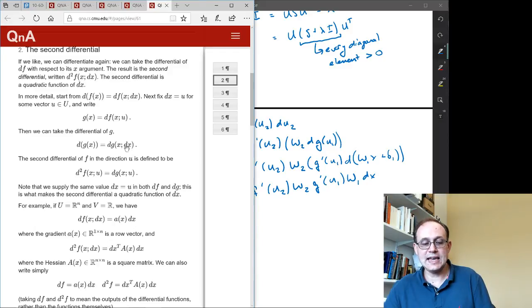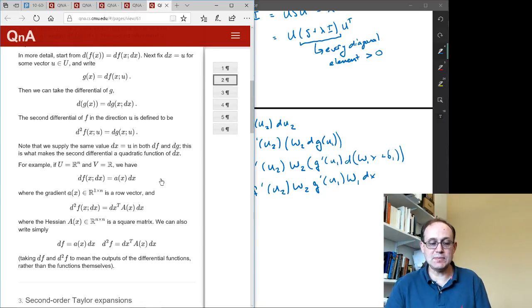And then we can say, okay, the second differential of f at the point x in the direction u is going to be dg of x with dx equal to u. In other words, we're going to supply the same u that we fixed as the dx argument of df. We're going to supply that same u as the dx argument of dg. And that's what makes the second differential a quadratic function of dx.